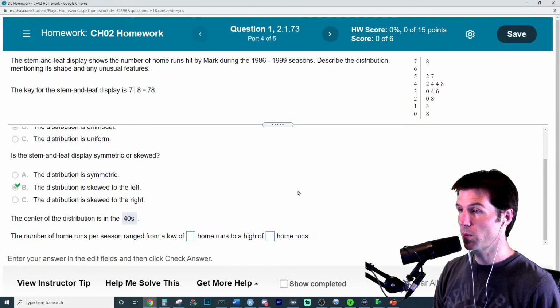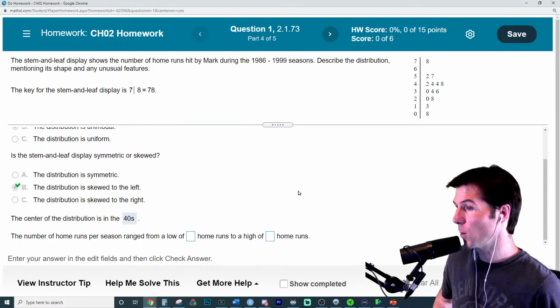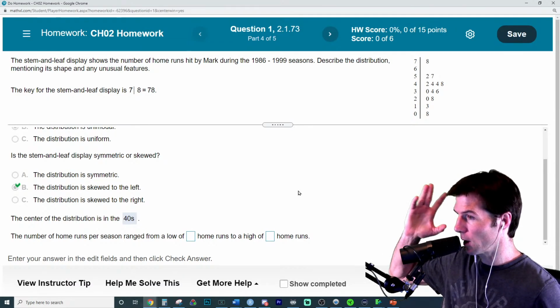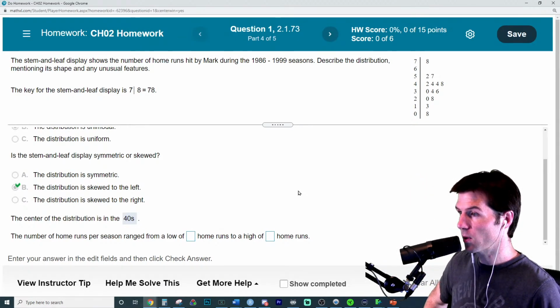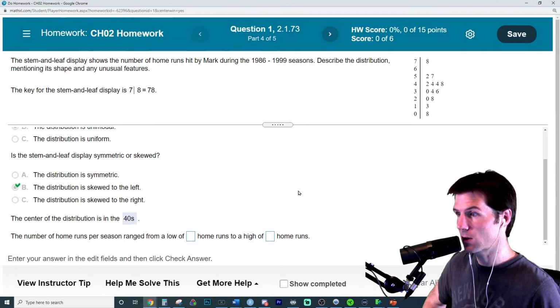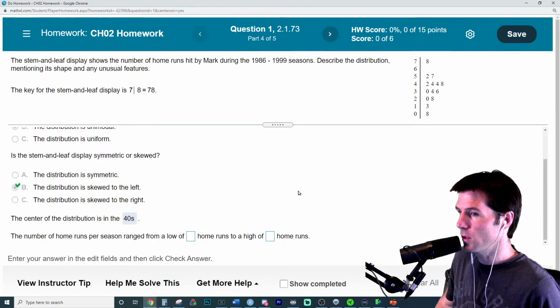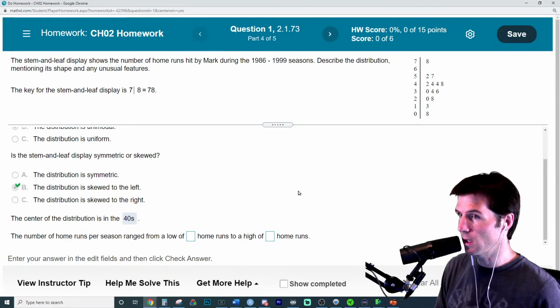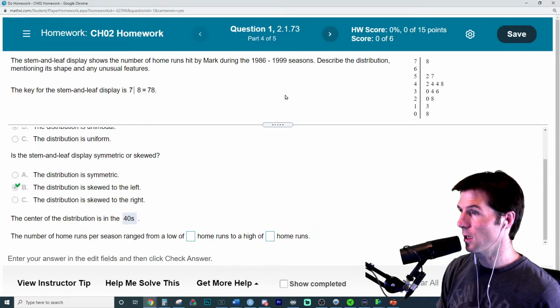The number of home runs per season's range, and so I'm going to pause here. I want you to answer this because this means you know how to read a stem and leaf. The number of home runs per season's range from a low of this to a high of this. So what is the lowest amount that we see here? Make sure to read it. Use the cheat sheet right here. What is the lowest home runs per season, and what is the highest home runs per season?